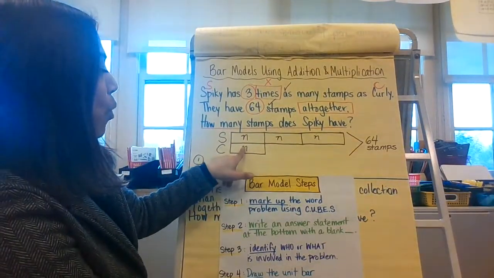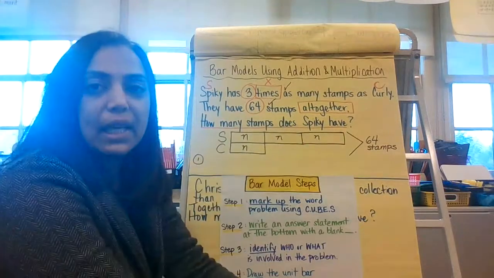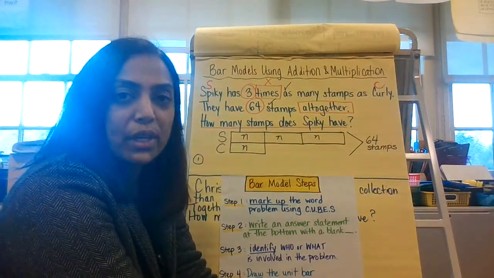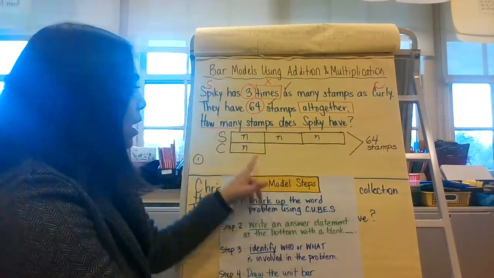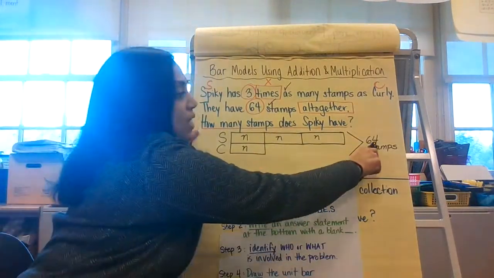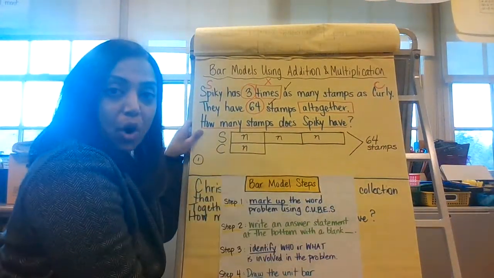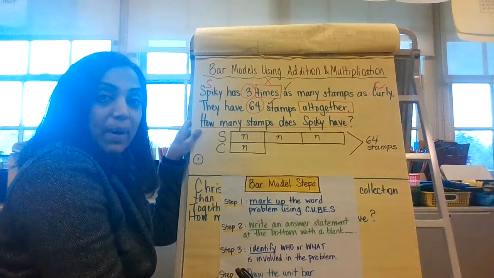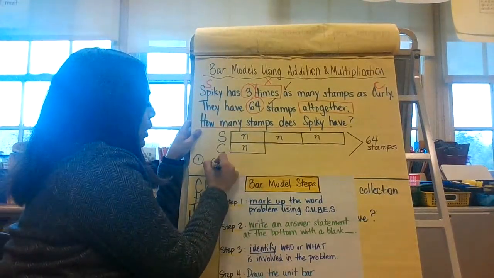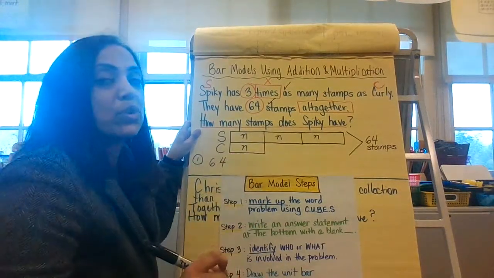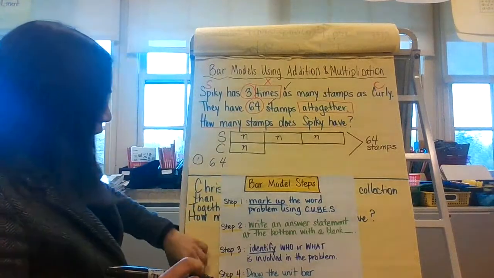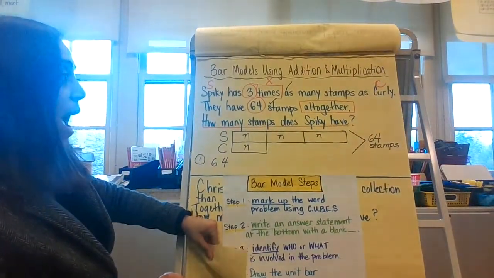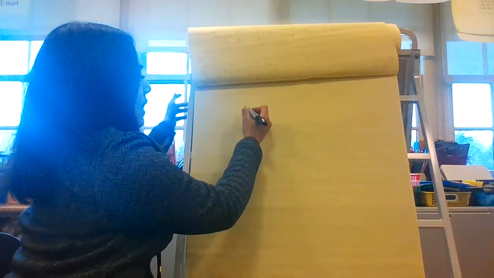I'm seeing 1, 2, 3, 4 equal groups. Do you see those 4 equal groups? Okay, so then you need to say 64 divided by 4. I don't have space here, but if I was to use the standard column method and show 64 divided by 4, it would look like this.